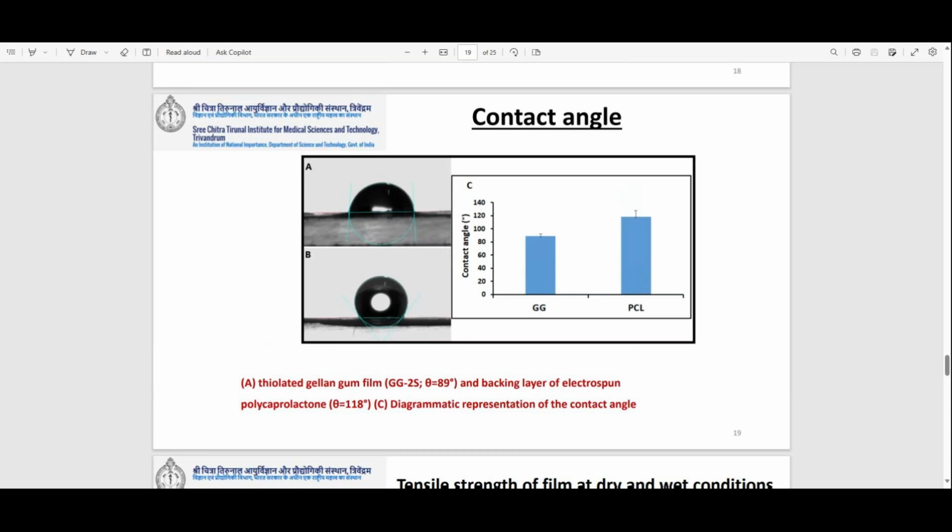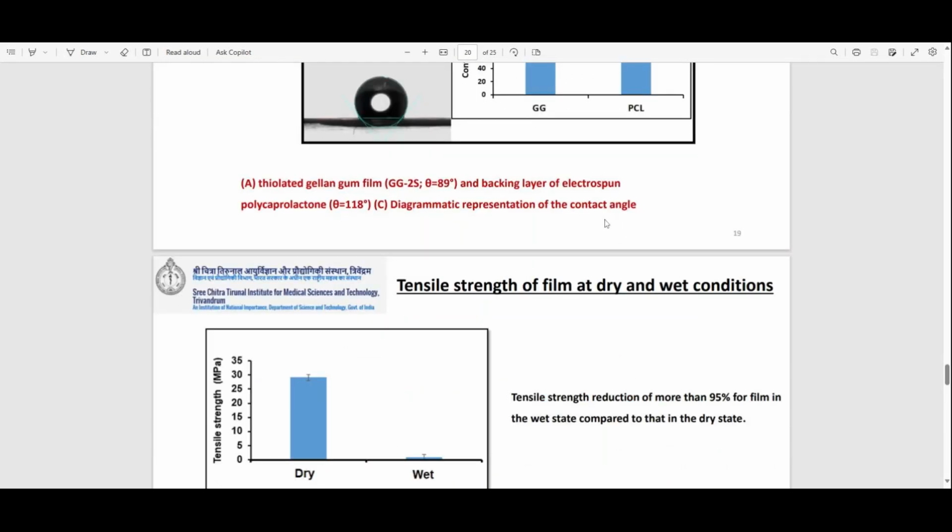And with the PCL, polycaprolactone, the contact angle is coming around 118, that is more towards the hydrophobic region. And graph C is the quantitative measurement of A and B.